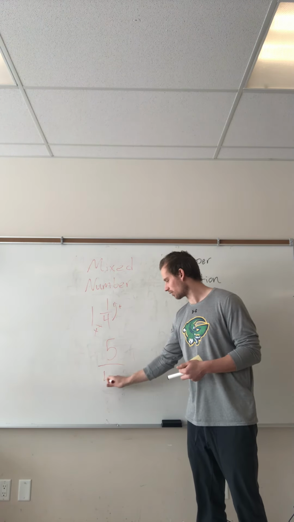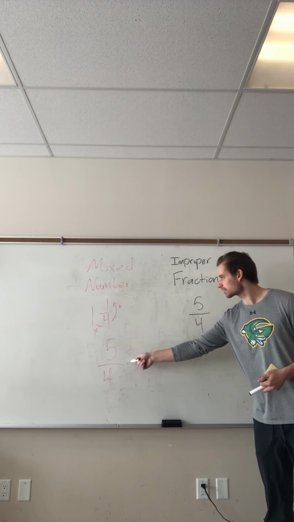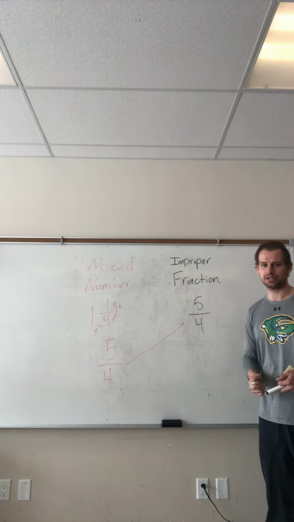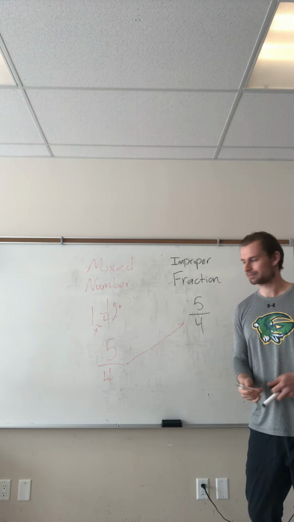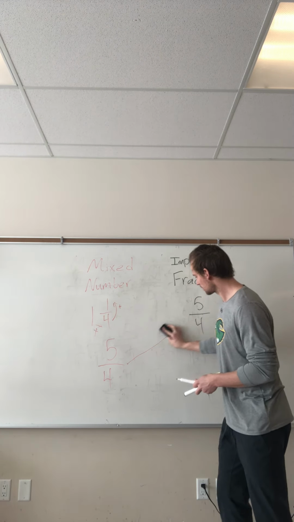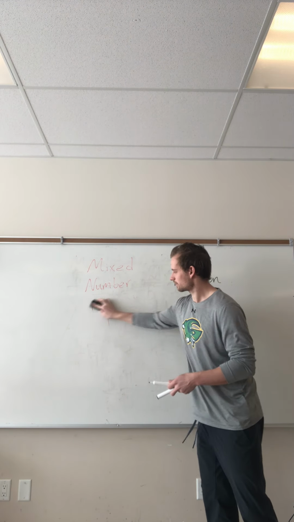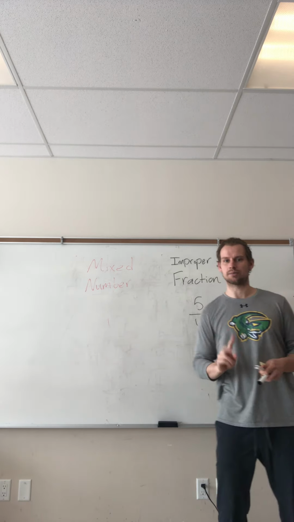See how doing it the second way, we still got the same thing from a mixed number to an improper fraction being 5 over 4. So there's method number 2.